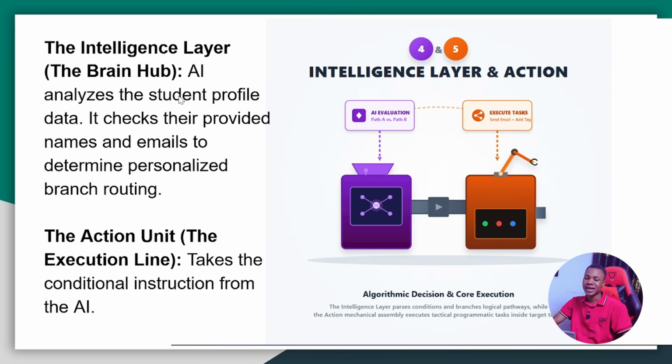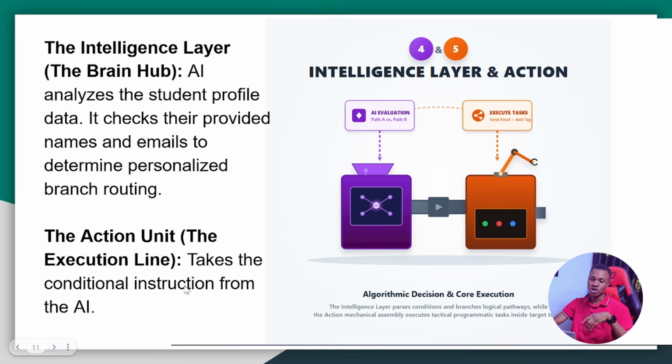The intelligence AI analyzes the students' profile data. It checks their provided names and emails to determine the personalized branch routes. So for the AI to understand that, oh, I need only people from the UK, that analyzing is what we call the intelligence layer, because it involves the brain. Exactly.